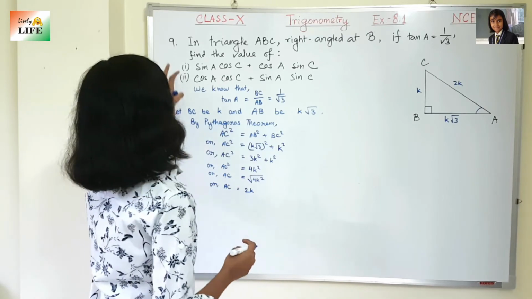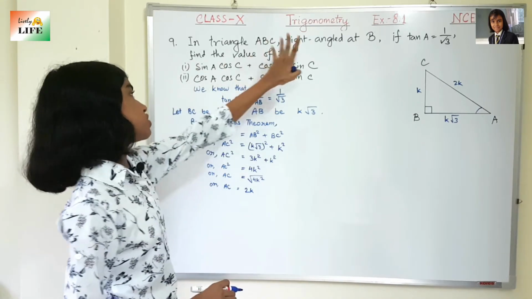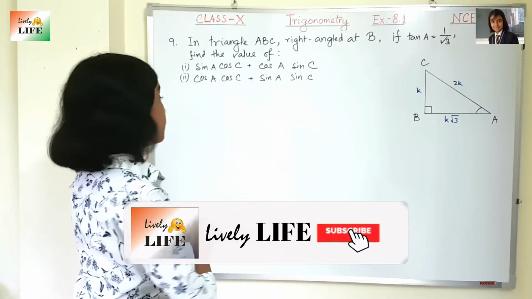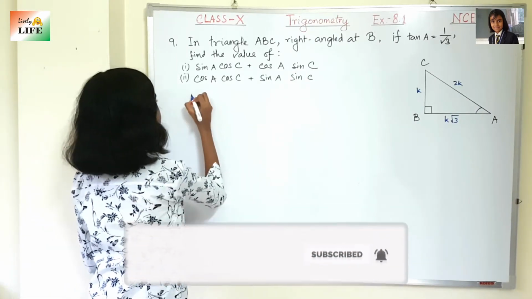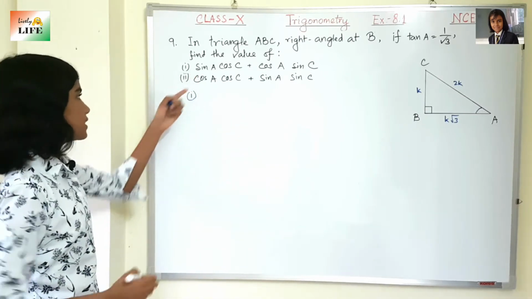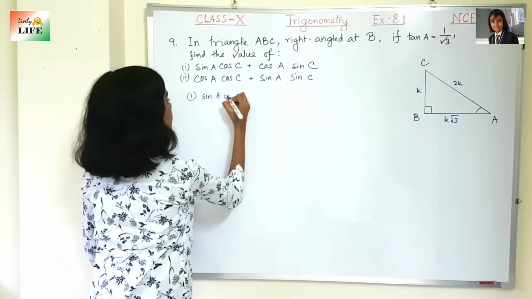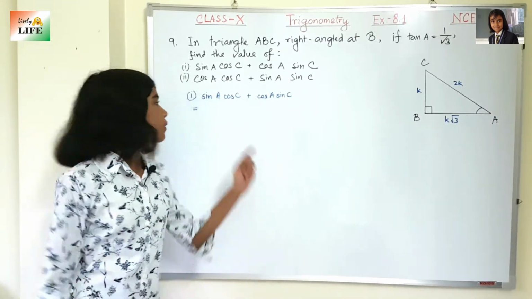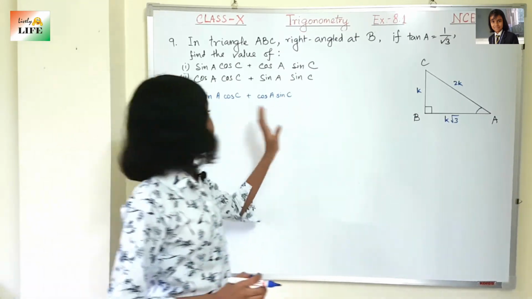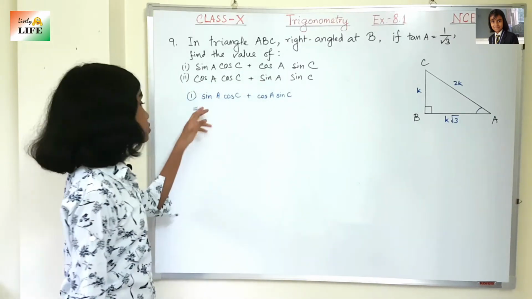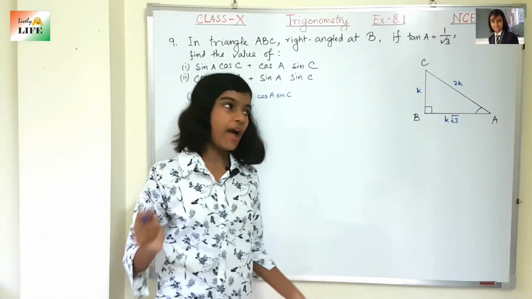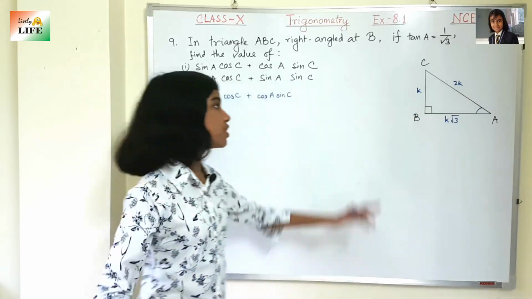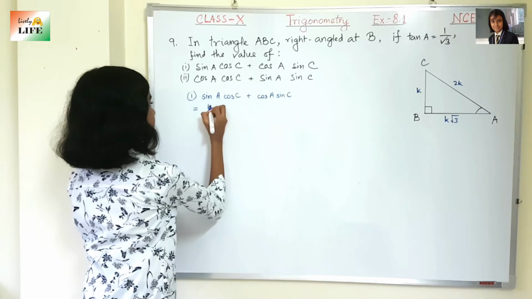Now we are going to find out number 1, sin A cos C plus cos A sin C. So now we are going to find out the number 1. What is it? Now what is sin A? What is in respect to angle A we are going to find. So what is sine? Sine is perpendicular by hypotenuse. So which is the perpendicular? K is the perpendicular and 2K is the hypotenuse. So it will be K by 2K.